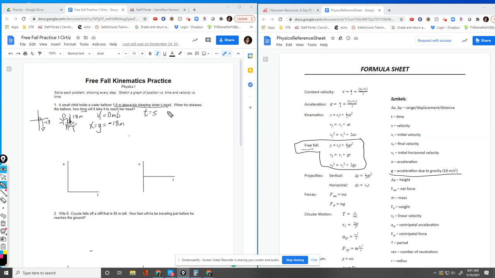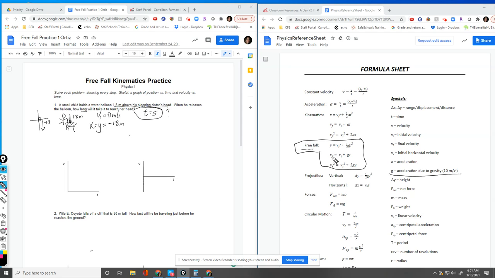We got to find time. That's what we need to find, right? That's what we're looking for. So our formula has to have time in it. So this formula gets eliminated because it's v, v, g, and y. It doesn't have the t. So it has to be one of these two.